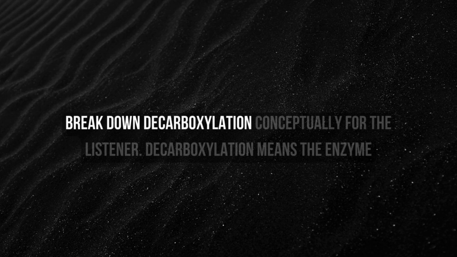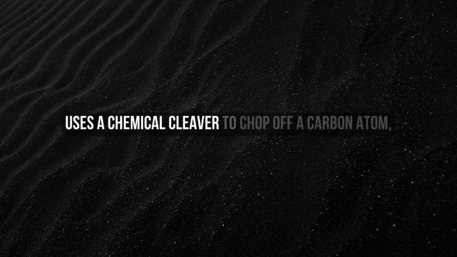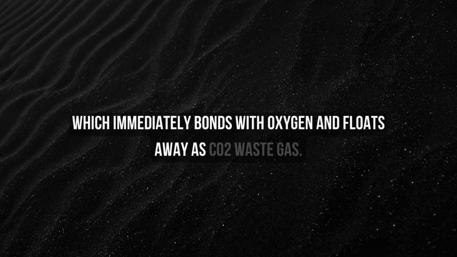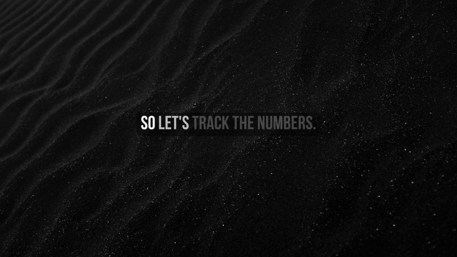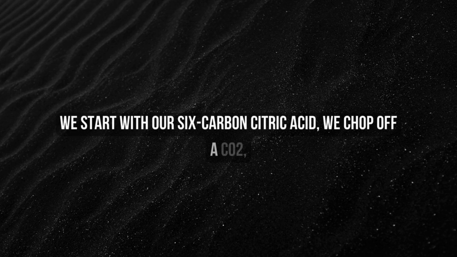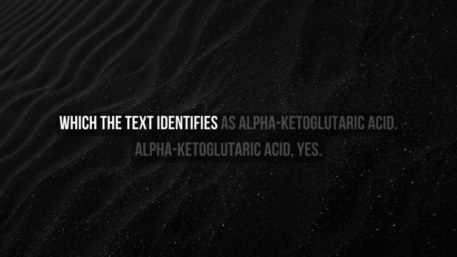Break down decarboxylation conceptually for the listener. Decarboxylation means the enzyme uses a chemical cleaver to chop off a carbon atom, which immediately bonds with oxygen and floats away as CO2 waste gas. So let's track the numbers. We start with our 6-carbon citric acid. We chop off a CO2. We're now left with a 5-carbon compound, which the text identifies as alpha-ketoglutaric acid.